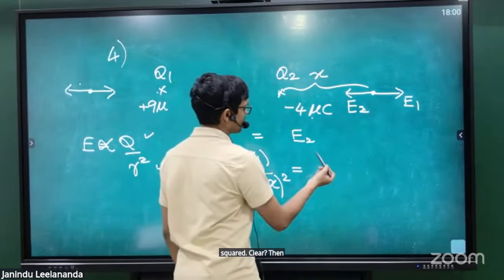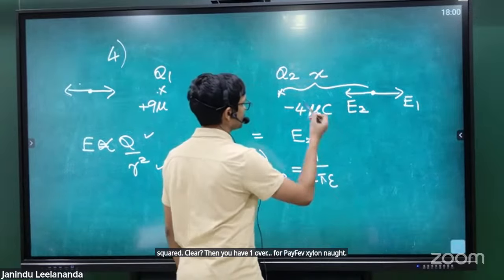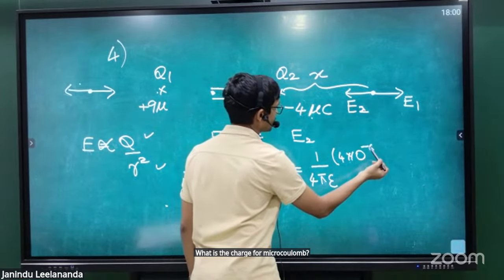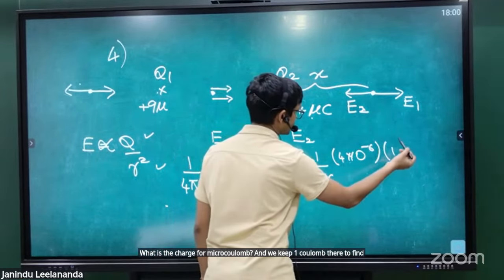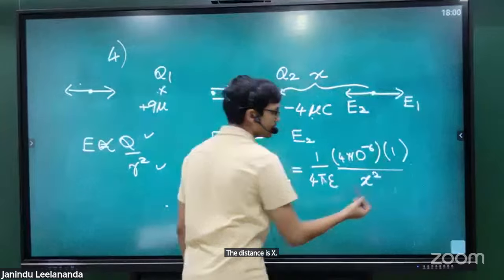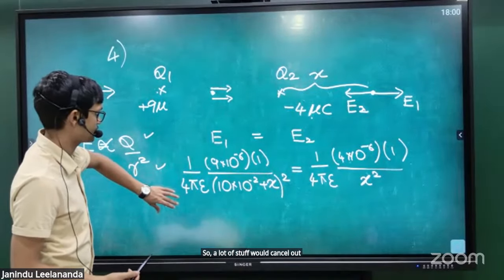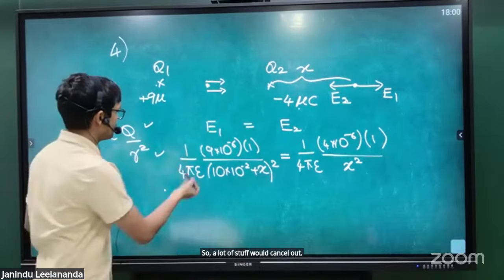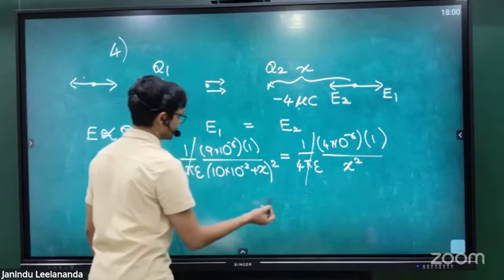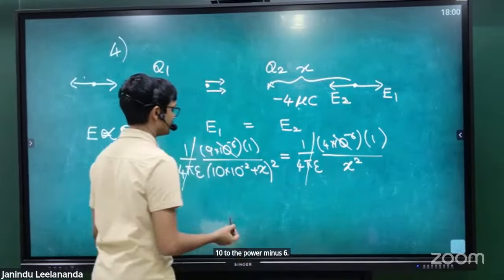Then you have 1 over 4 pi epsilon naught. What is the charge? 4 microcoulomb. And we keep 1 coulomb there to find the field intensity, over r squared. The distance is x. So a lot of stuff would cancel out. 1 over 4 pi epsilon, 10 to the power minus 6 will cancel out.